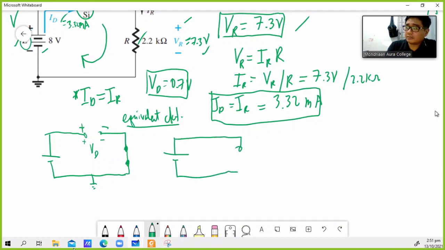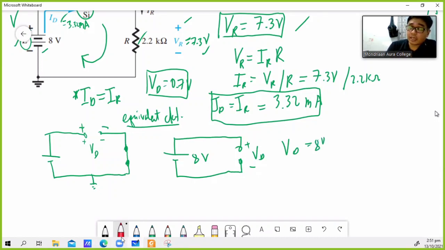Equivalent din siya sa ganito. So plus minus VD. So it's as if parang naka-parallel yung ating V sub D doon sa ating E. So therefore, V sub D is equal to 8 volts. Pero i-KVL natin para mas maintindihan natin.